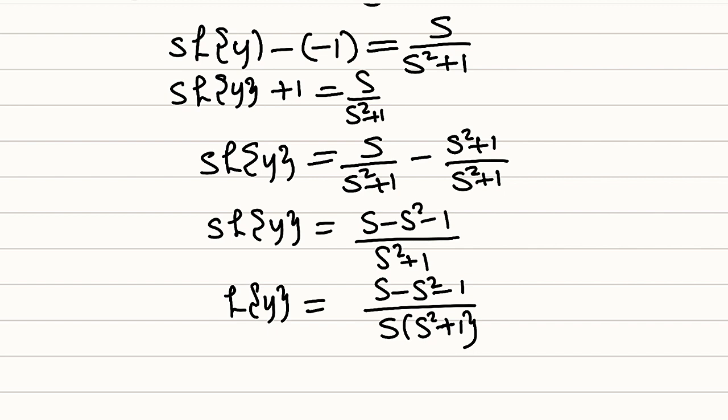Now you can see that the right hand side is just a compound fraction that we need to dissolve into a partial fraction. And this can be written as a divided by s, which is the first factor, plus bs plus c divided by the second factor. I'll explain that.